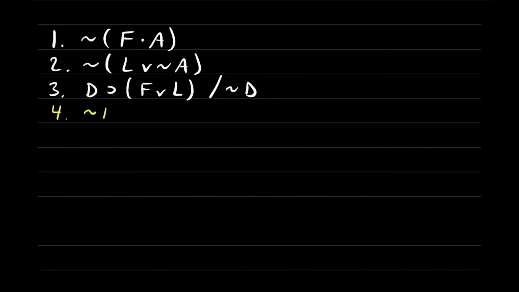With line 1, I'm going to get not F or not A by De Morgan's rule. Hopefully that's pretty easy to recognize already. And I'm going to do De Morgan's rule on line 2, which is going to give me not L. And be careful here, right? We're changing the sign from a disjunction to a conjunction, and not A. Not A. That's going to follow from line 2 by De Morgan's rule. Make sure you don't lose track of those negations. It'd be very easy to miss the fact that you need that double negation on line 5.